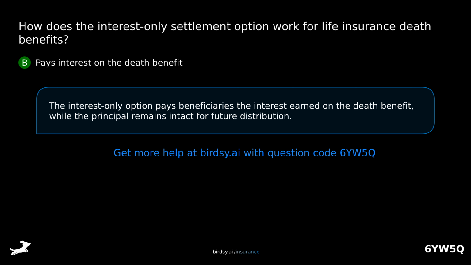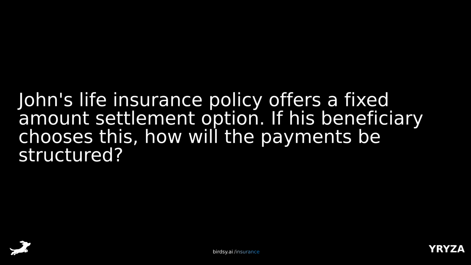The interest-only option pays beneficiaries the interest earned on the death benefit, while the principal remains intact for future distribution. John's life insurance policy offers a fixed amount settlement option. If his beneficiary chooses this, how will the payments be structured?